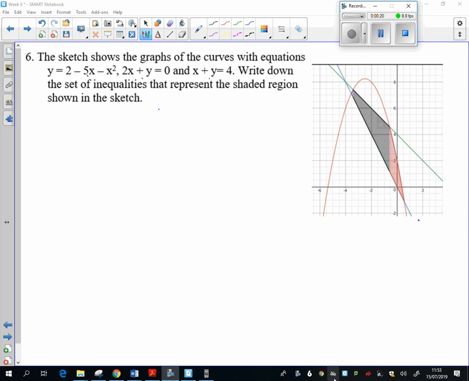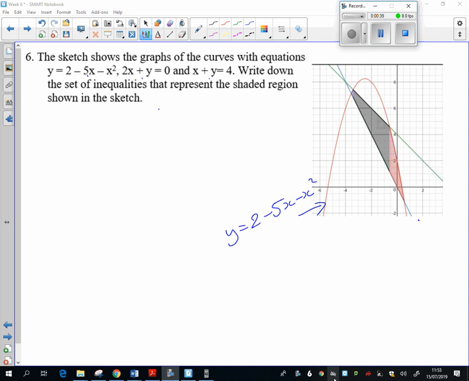Well, the quadratic one's nice and easy. So clearly the red one must be the 2 minus 5x minus x squared. It's a negative x squared. It's an n-shaped quadratic, so that's all looking good. It's only quadratic, so unless they're playing tricks with me, it's got to be that one.